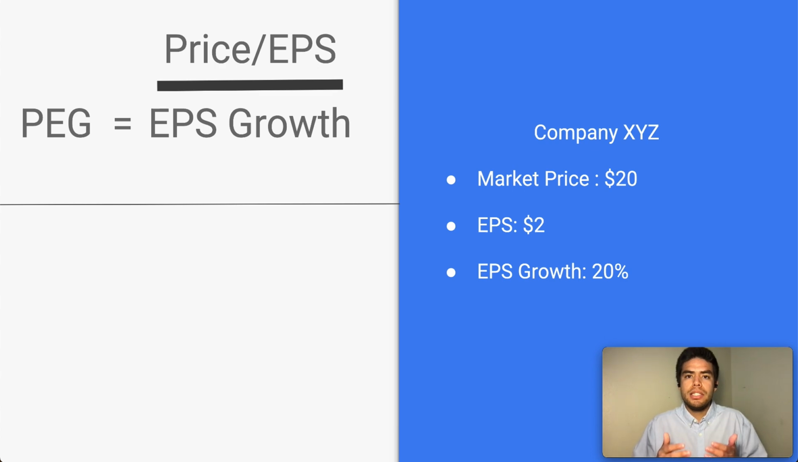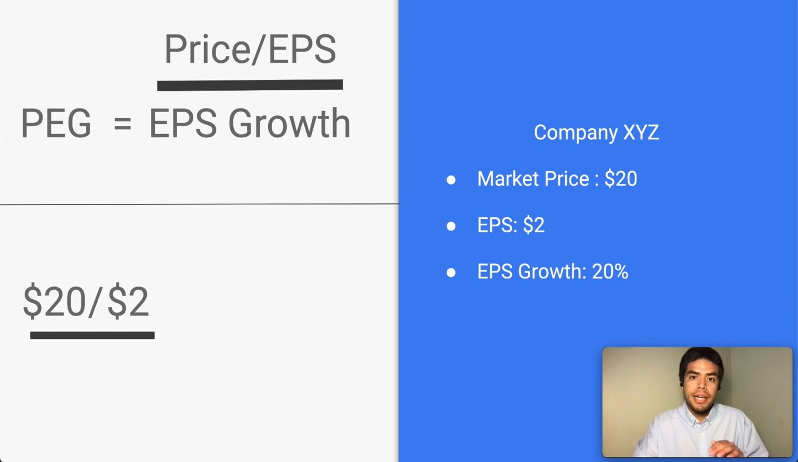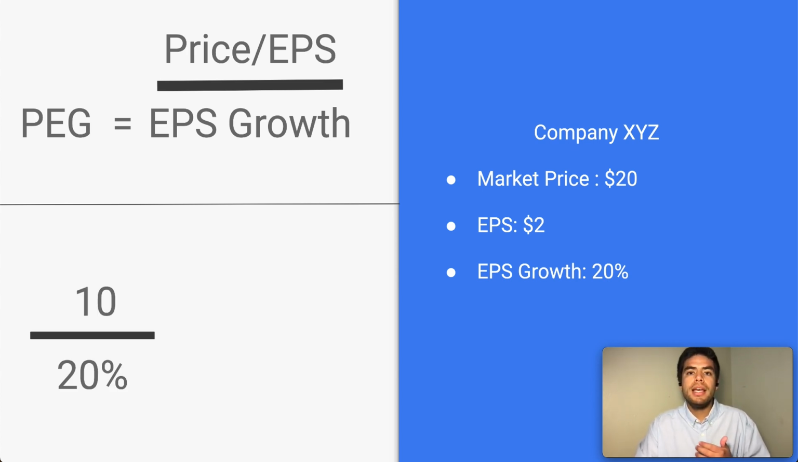Now let's insert these numbers into our formula to get a sense of what this company's PEG ratio would be. We start with the price, which is $20. We divide that by the EPS of $2. Finally, we divide that by the EPS growth, which is 20%. $20 divided by $2 results in 10, and 10 divided by 20% results in a PEG ratio of 0.5.